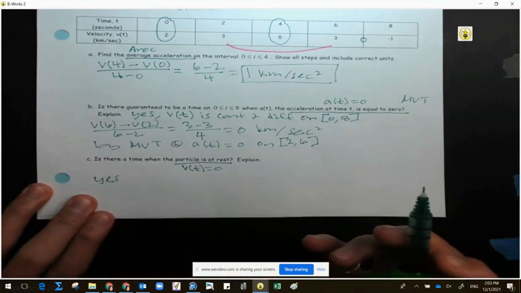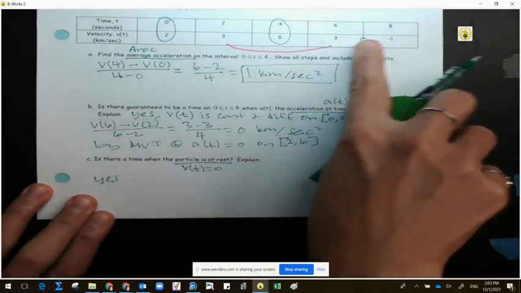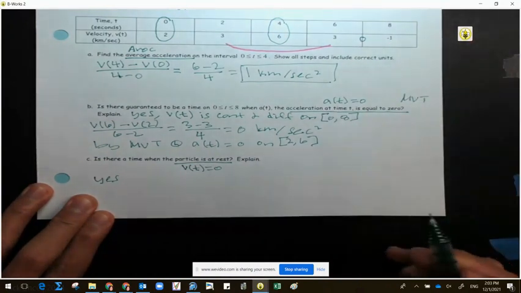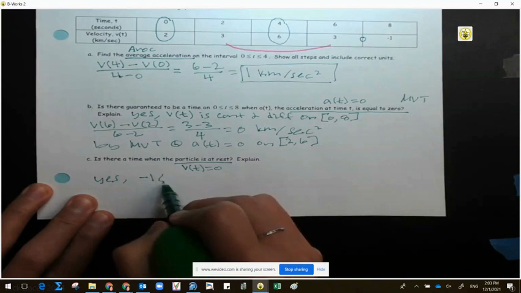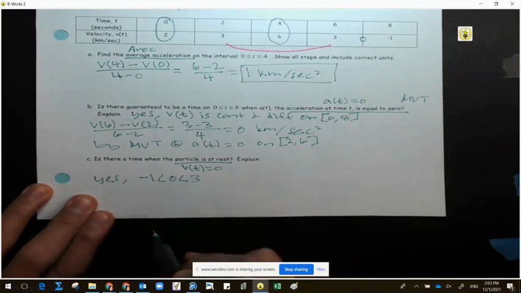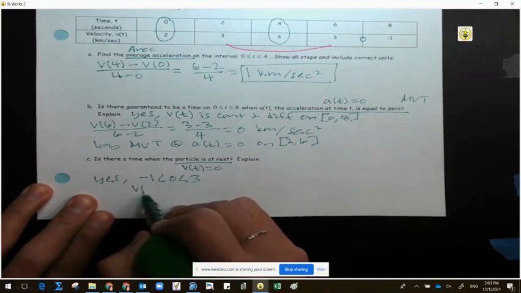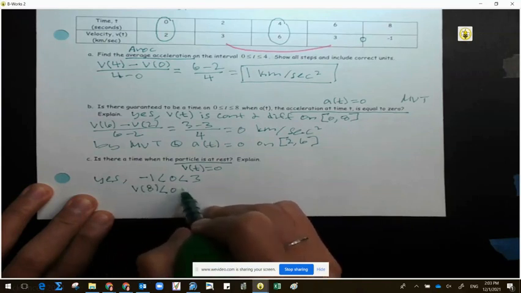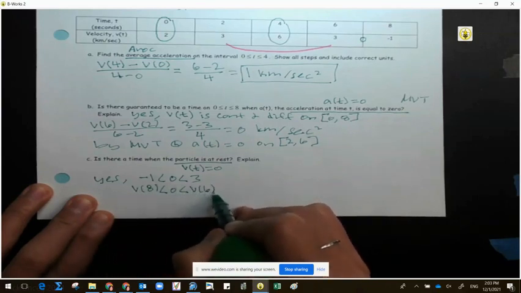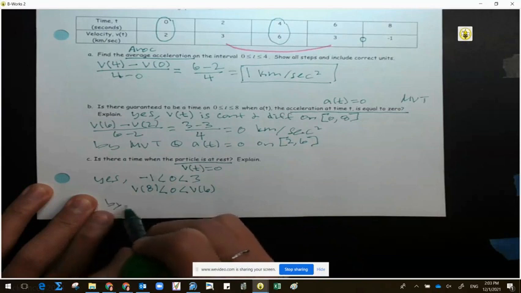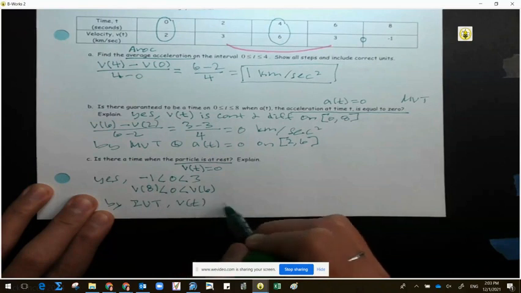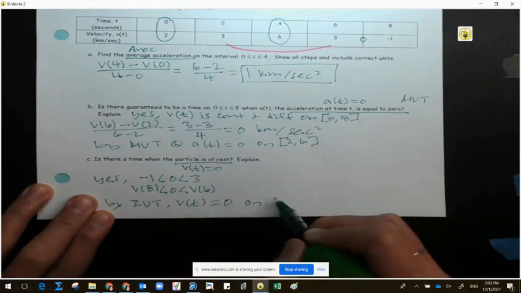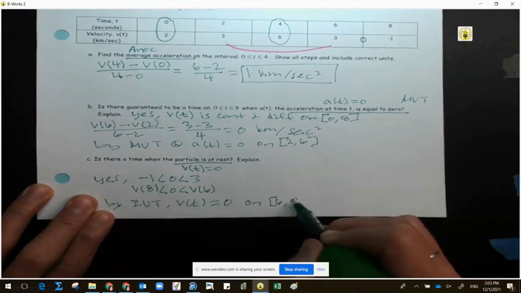And if we're looking at 0 being between 3 and -1, what theorem is that called? IVT. So we know -1 is less than 0, less than 3. And with our notation, we have v of 8 is less than 0, less than v of 6. And that is by the intermediate value theorem. Our particle is at rest, v of t equal to 0, on the interval 6 to 8.